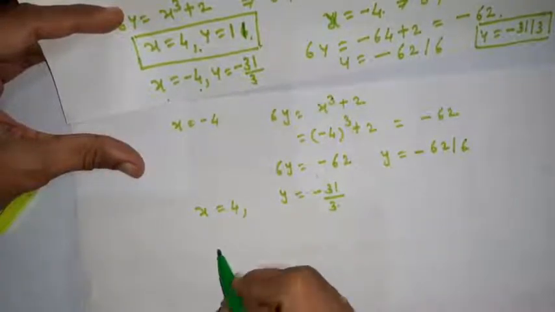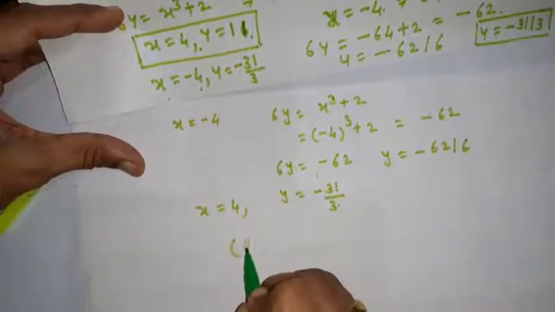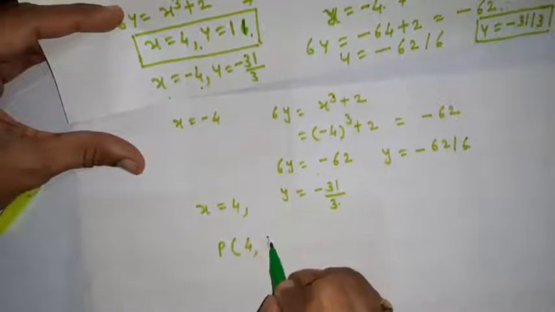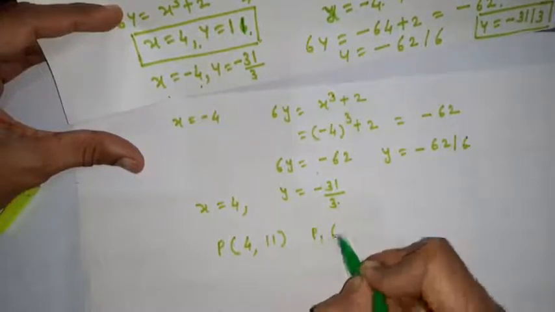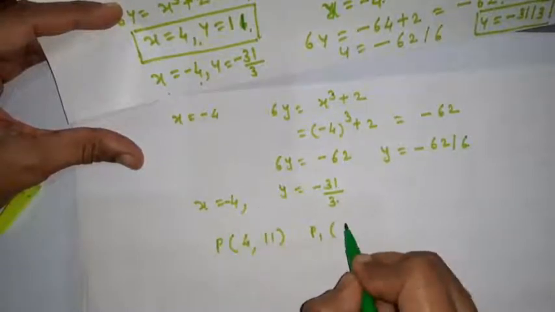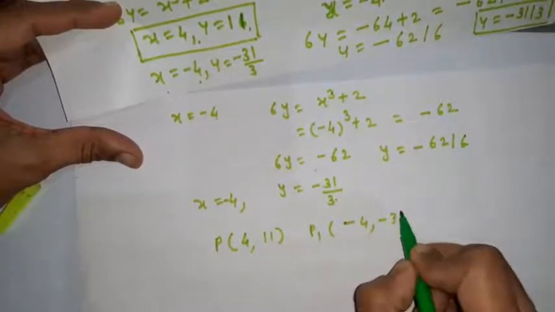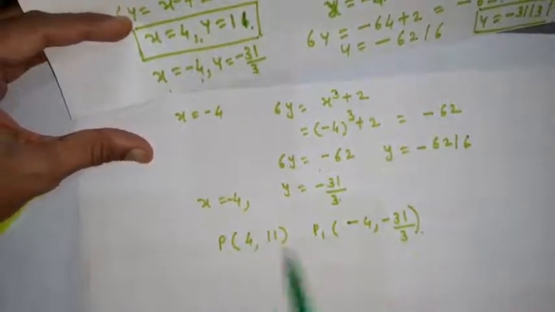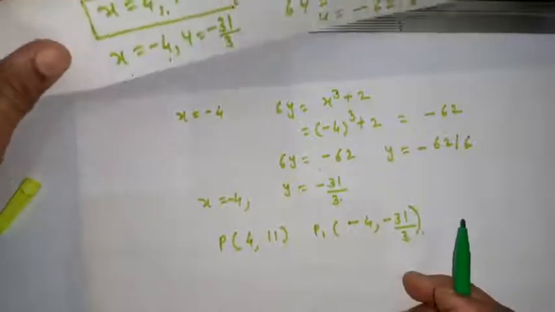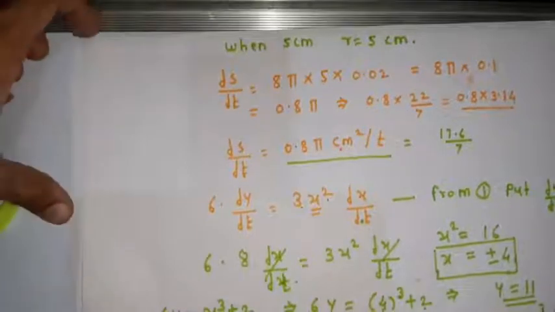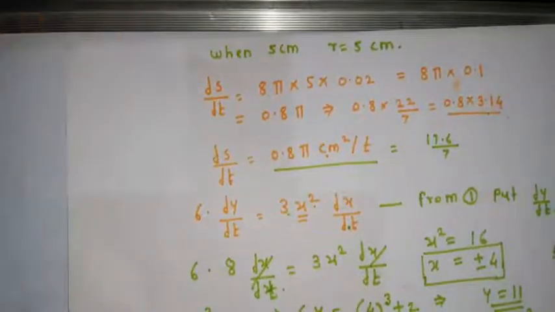Hence the points on the curve are: x equal to 4 and y equal to 11, and another point is x equal to minus 4, then y equal to minus 31 upon 3. These are the 2 points, and these are the coordinates of the points. Okay students, in this way we have solved some problems related to rate of change. In the next video also we will continue the problems.